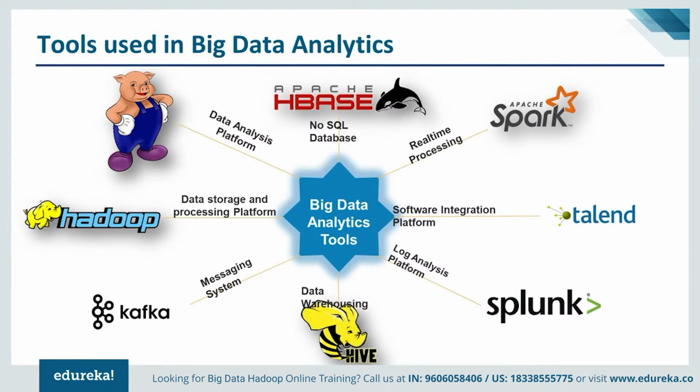Now coming to Kafka. Kafka is a messaging system. Now guys, what is a messaging system? A messaging system is basically something which is responsible for transferring data from one application to another. So the applications can focus on the data and they do not need to worry about how to share it. This is what Kafka does.